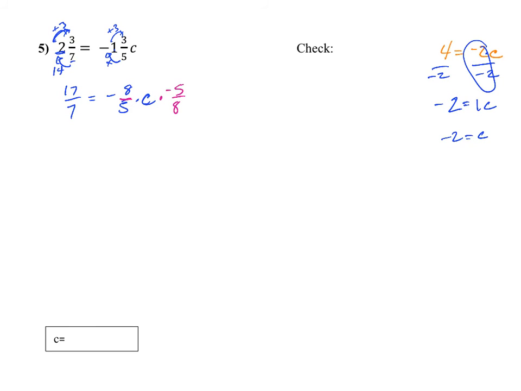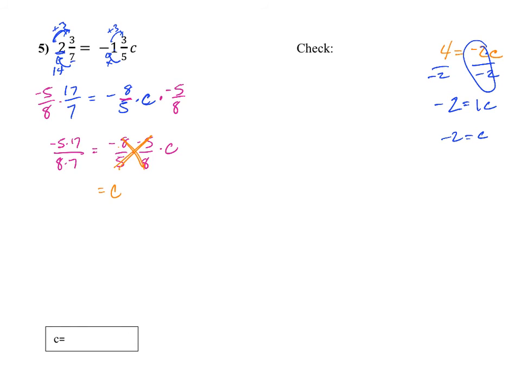If I multiply both sides by negative 5 eighths, then on this side, I have negative 5 times 17 over 8 times 7. And this side winds up being negative 8 over 5 times negative 5 over 8 times c. And the 8's reduce and the 5's reduce. And a negative times a negative is a positive. So this is a 1, that's a 1. So 1 times 1 is 1. So I have 1c on this side.